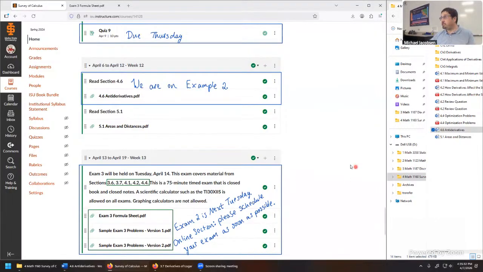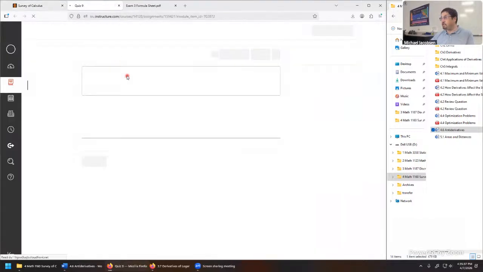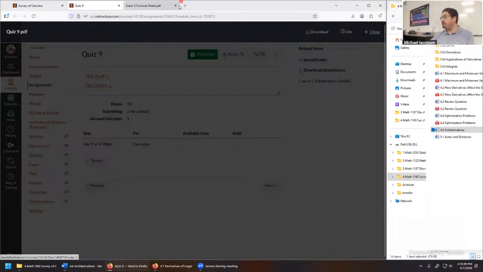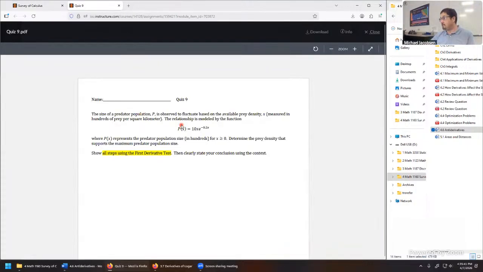Okay, well, another way to address that question is quiz number 9 is kind of asking for the same information. Let's open the PDF version of this one. This one is about the size of a predator population P modeled by X, the prey density. So the population of the predator size depends on this function here, where X is the size of the prey density in that region. Here, we're trying to find the maximum predator population size, but this problem is asking you to just use the first derivative test to find that maximum.